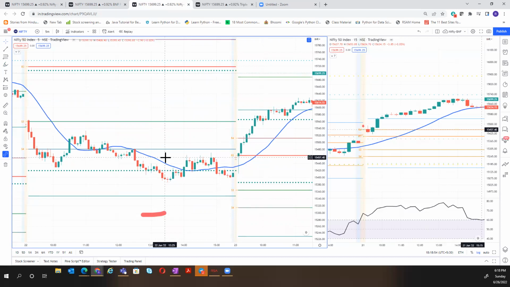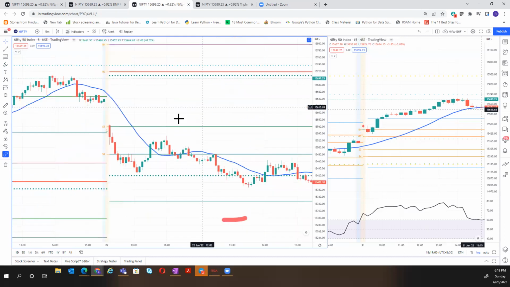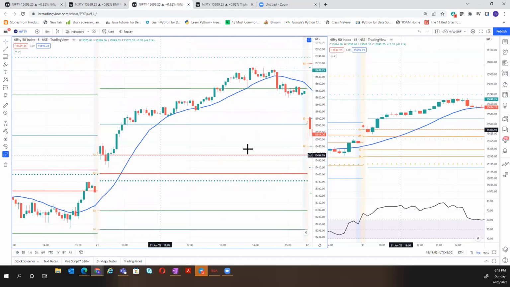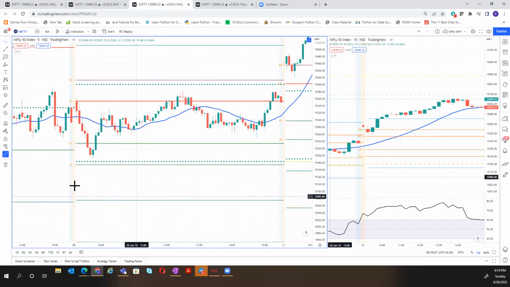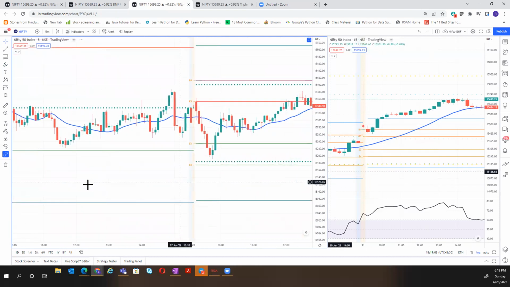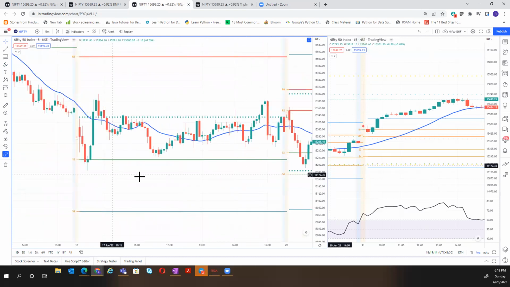For better understanding, this was a sideways move, you can see, but wherever you see two higher highs and higher lows, you need to understand the market is in a trend. See here also, this is not a trend, this is sideways. I'm talking about breakout. This is also sideways.